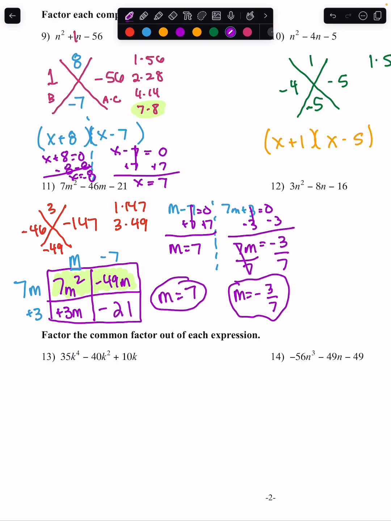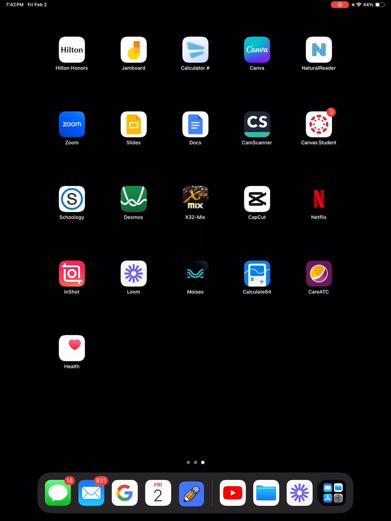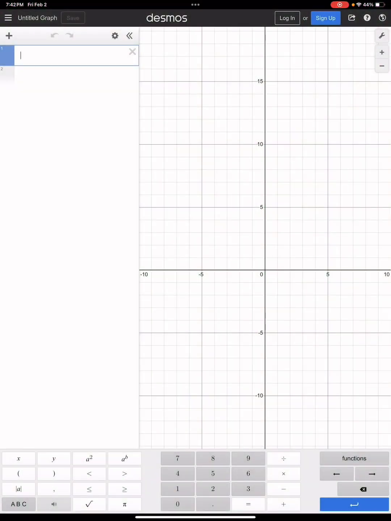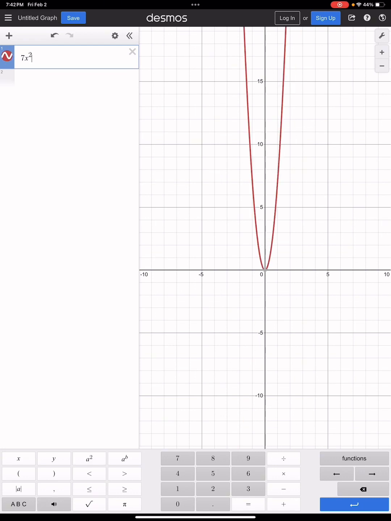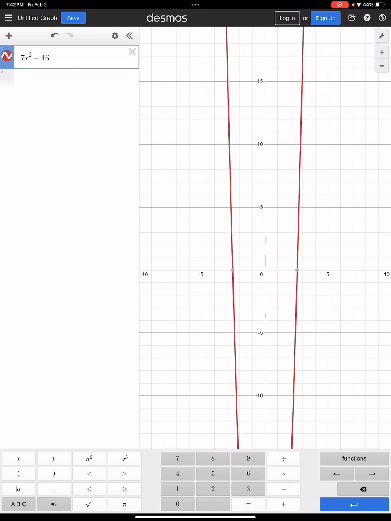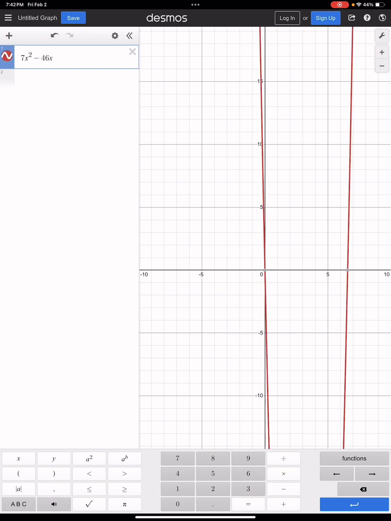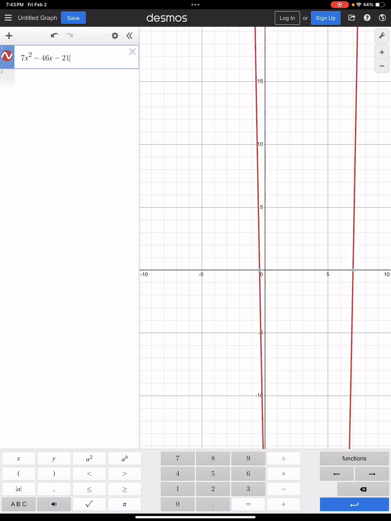plug your original equation into Desmos and then see if your zeros match. So let's go ahead and do that right now so that you can see how to do that and you can check your work. Desmos is right here. So I'm going to do 7. And remember, Desmos doesn't like anything that's not an x if we're trying to graph. So I'm going to use 7x squared minus 46x minus 21. And remember, Desmos always gives you the important parts.